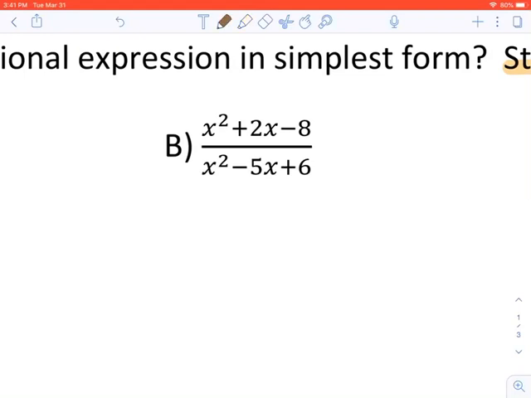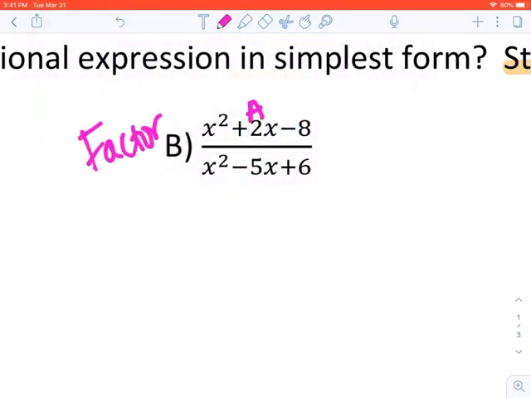Don't write this, but a lot of people want to do this: x squared divided by x squared, 8 divided by 6, we'll get 4/3 or something like that. That is not how it works because these are not factors here. See how the pluses and minuses join them together, so they're not factors. So what we are going to do is factor it.